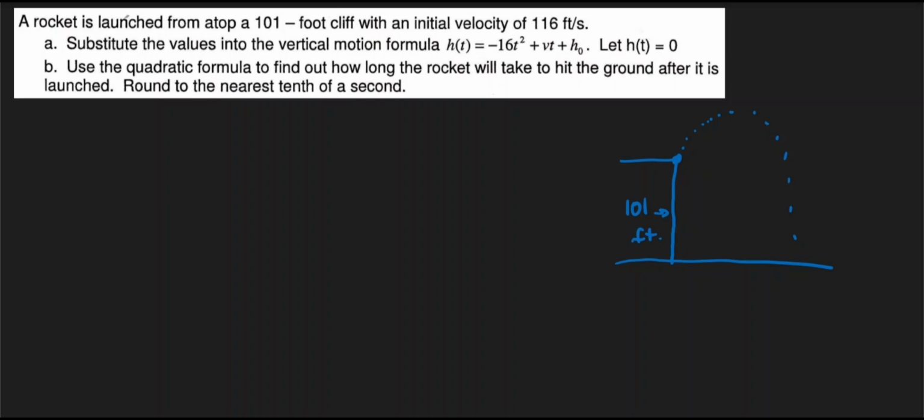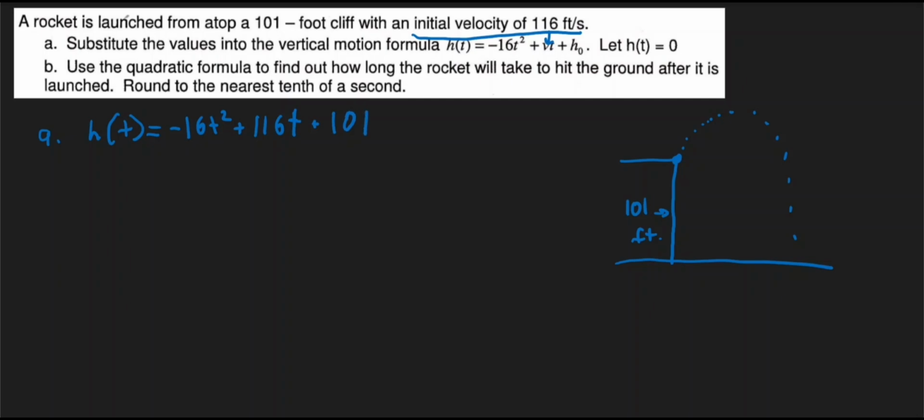So part A says substitute the values into the vertical motion formula, and then let h of t equal 0. So h of t for part A would be negative 16t squared. Now we know that the rocket was launched with the initial velocity of 116 feet per second, and that would be the b value for our quadratic. So plus we have a 116t, and then plus h initial, which in this case, the initial height that the rocket was launched from was 101 feet.